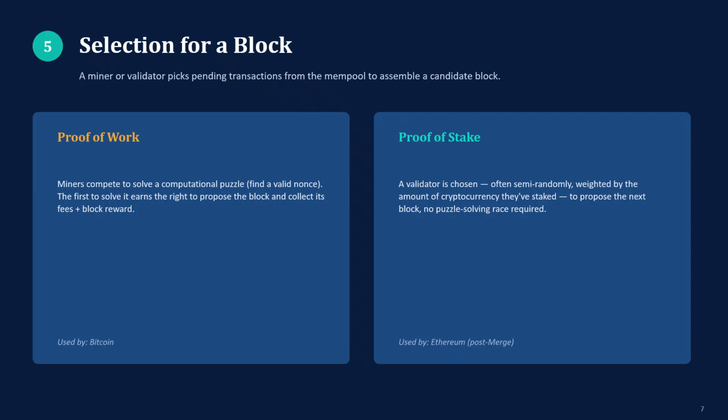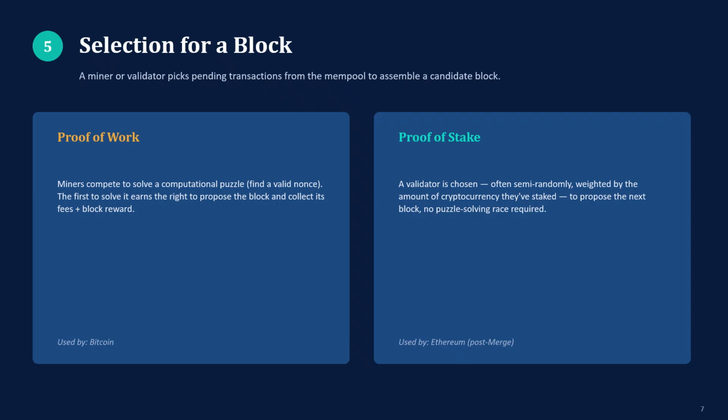Under proof of work, used by Bitcoin, miners race to solve a computational puzzle, finding a valid number. Whoever solves it first earns the right to propose the next block and collects the fees plus the block reward. Under proof of stake, used by Ethereum since the merge, there is no race at all. A validator is chosen, often semi-randomly and weighted by how much cryptocurrency they have staked, to propose the block.